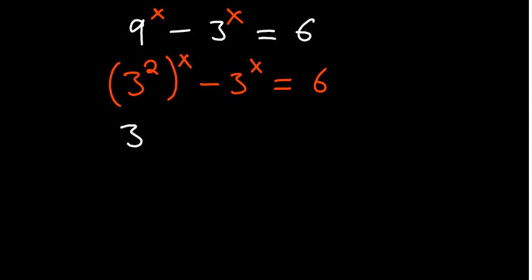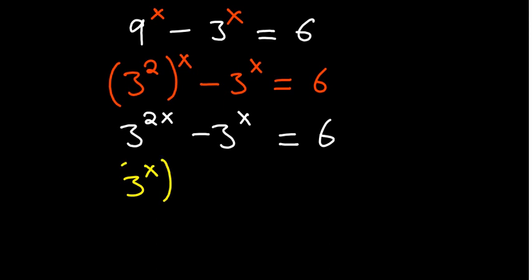So we have 2 times the power there. 2 times x is 2x, minus 3 to the power x, which is equal to 6. Now, the one thing that we can see here is, for the first part, we have 3 to the power 2x. So we can write it as 3 to the power x. So I can pull out the 2. We understand that that's the same as the power 2x, a product of x and the 2.